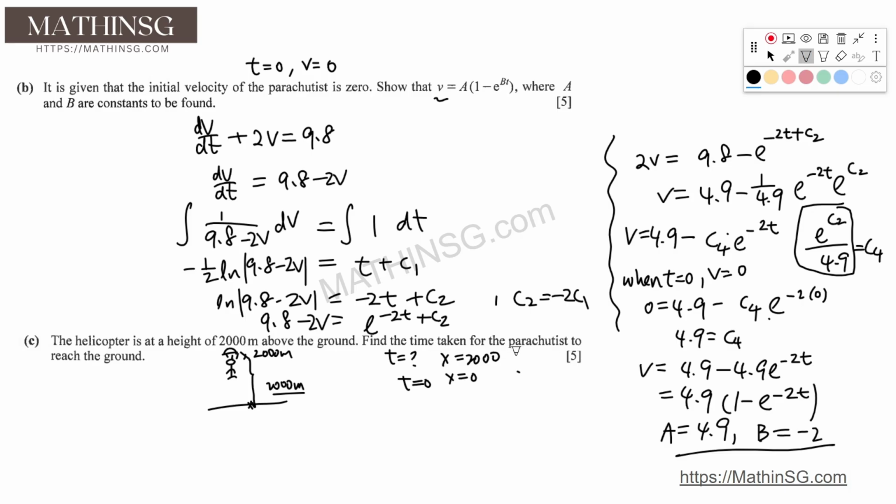So in order to do so, we need an equation in terms of x and t. So how do we do that? Well, we already have an equation for v, right? And v is dx/dt, right? Okay, I expand this out. I use this one instead of this because this one is easier to integrate. How do I find x? Well, I just integrate 4.9 minus 4.9 e to the power of minus 2t with respect to t.